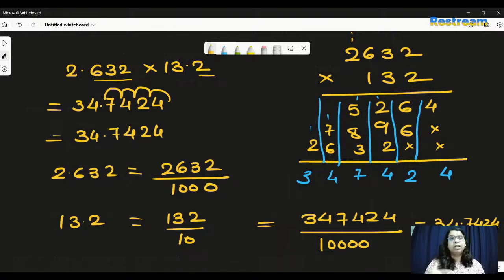Okay, so multiplication of decimal numbers, even though it looks difficult, is like your normal number multiplication, and you add the decimal places at the end.